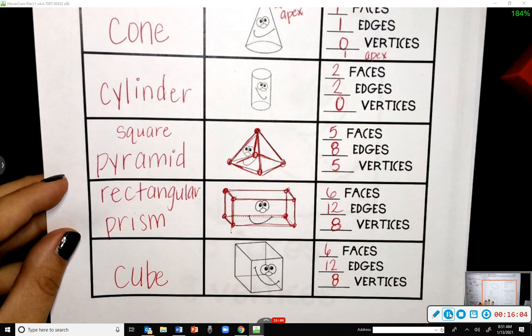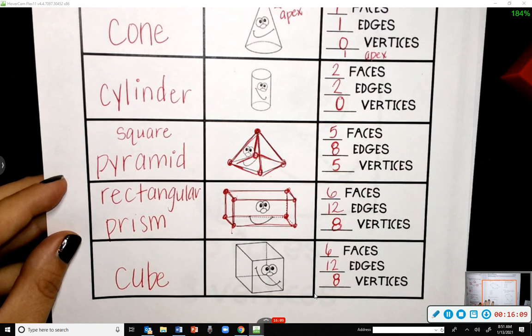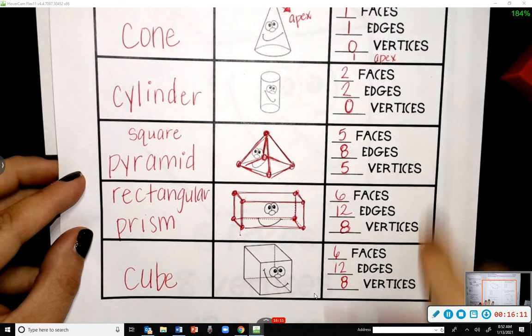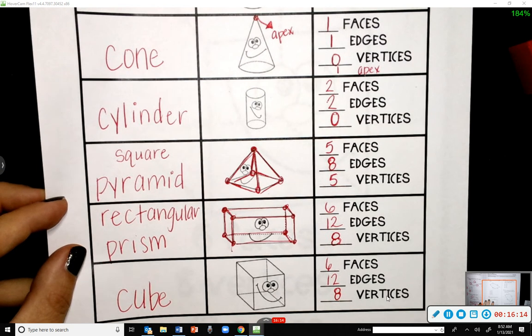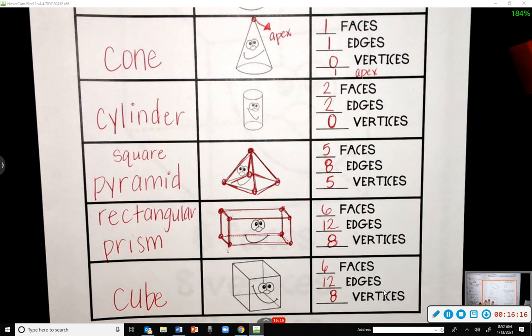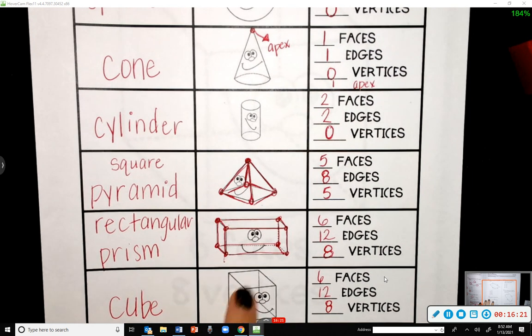Okay? Alright, now I'm going to let you pause real quick. We're going to cut around the edges of this and glue it in our math notebook. Those of you at home, you can just make sure you have all of these written down in your spiral. If you want to take a few minutes to draw a quick sketch of these, you can.